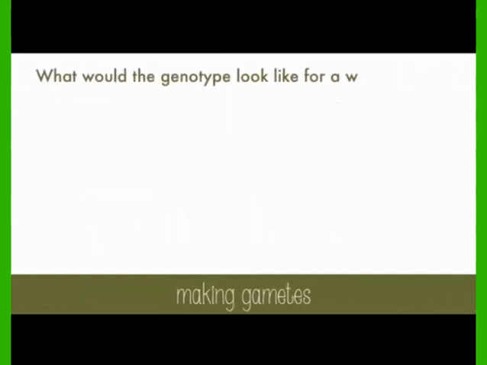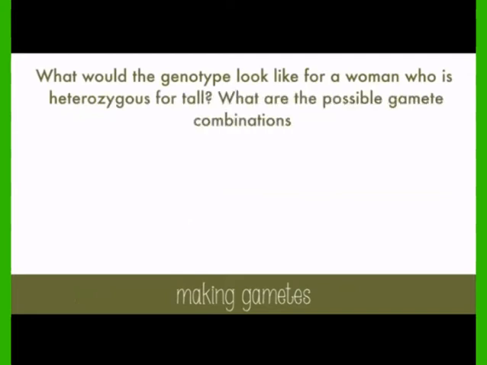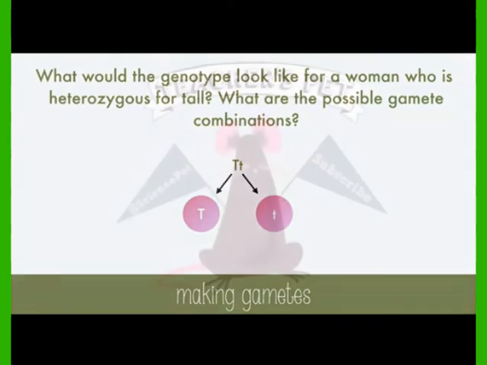What would the genotype look like for a woman who's heterozygous for tall? And what are the possible gamete combinations? Now, heterozygous means different alleles, so this will be written with a capital and a lowercase t. This also means that there are 2 possible gamete combinations, an egg with a big T for the tallness gene, or an egg with a little t for a short gene. Heterozygous traits will have more variation in their offspring.